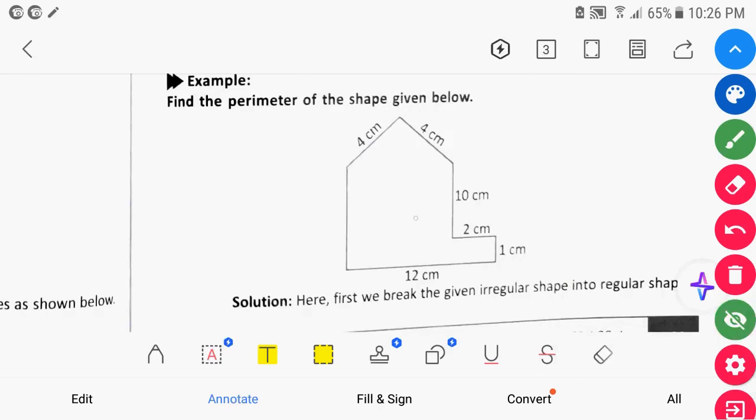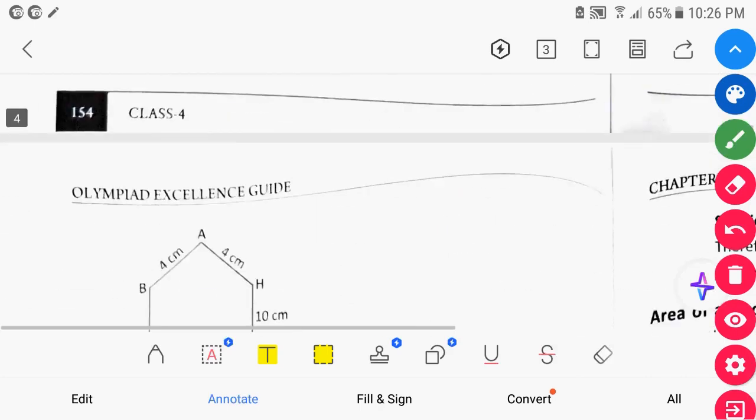We didn't need to calculate the length of this side because we are finding the perimeter. And while finding the perimeter, we just consider the outer borders, the outer line segments. No need to calculate the inner one.